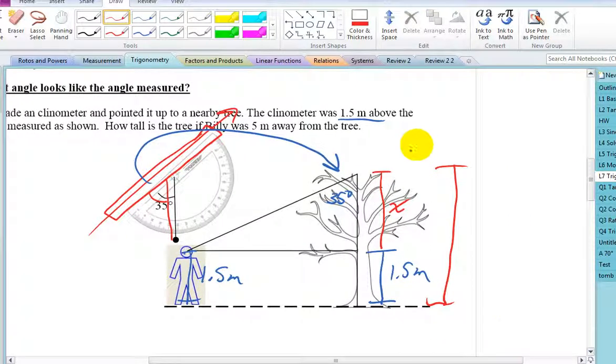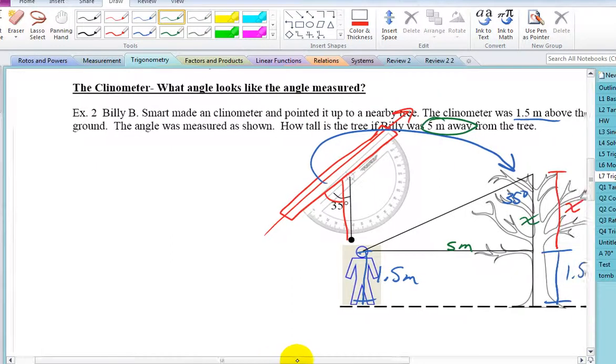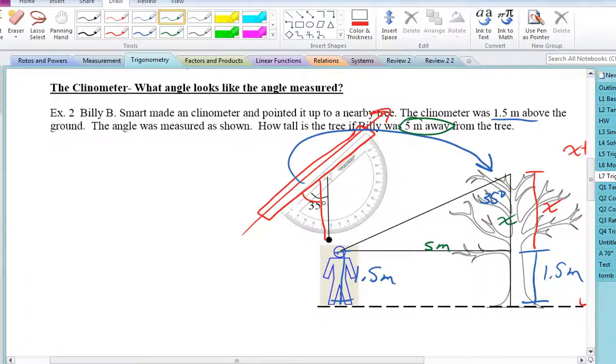Exactly, add them together. So x plus 1.5 meters. Okay, now the only other thing they give you is that the distance the man is away from the tree is 5 meters. So that goes on your triangle. So we've got 35 degrees, 5, and x. Go ahead, find x. Label your HOA, find x.